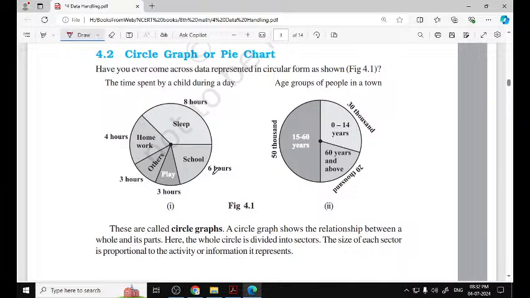The whole day has 24 hours and sleep is 8 hours. Here the whole circle is divided into sectors. The size of each sector is proportional to the activity or information it represents. So a child spends maximum time of the day in sleep and minimum in other activities or playing. Here, the maximum number of people are in the age of 15 to 60.